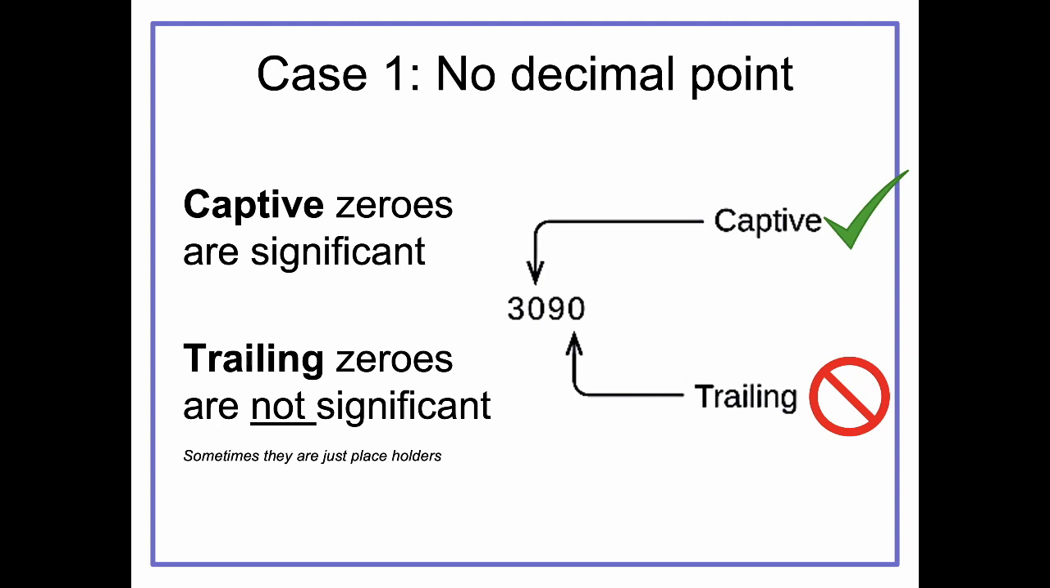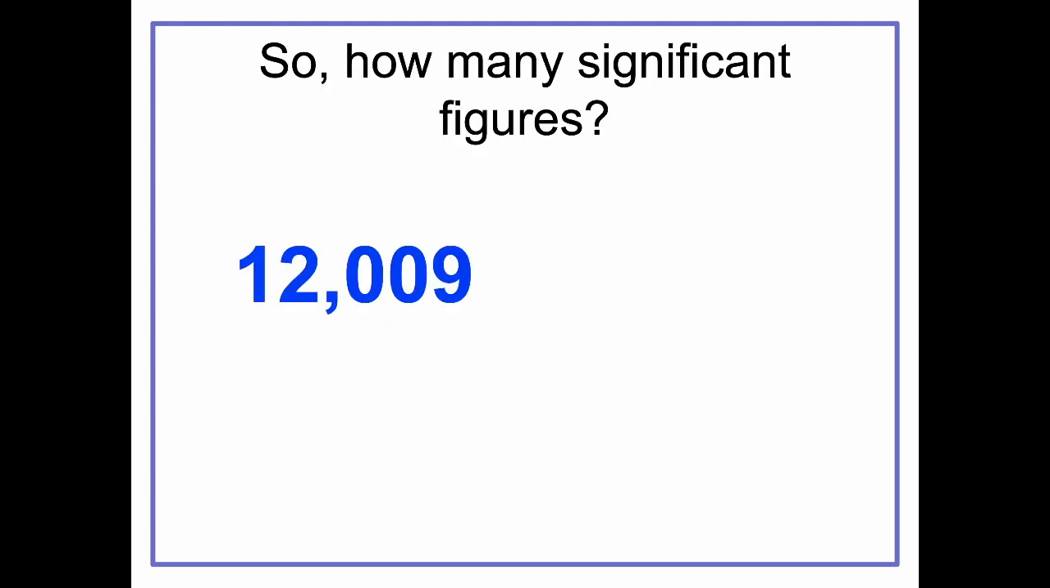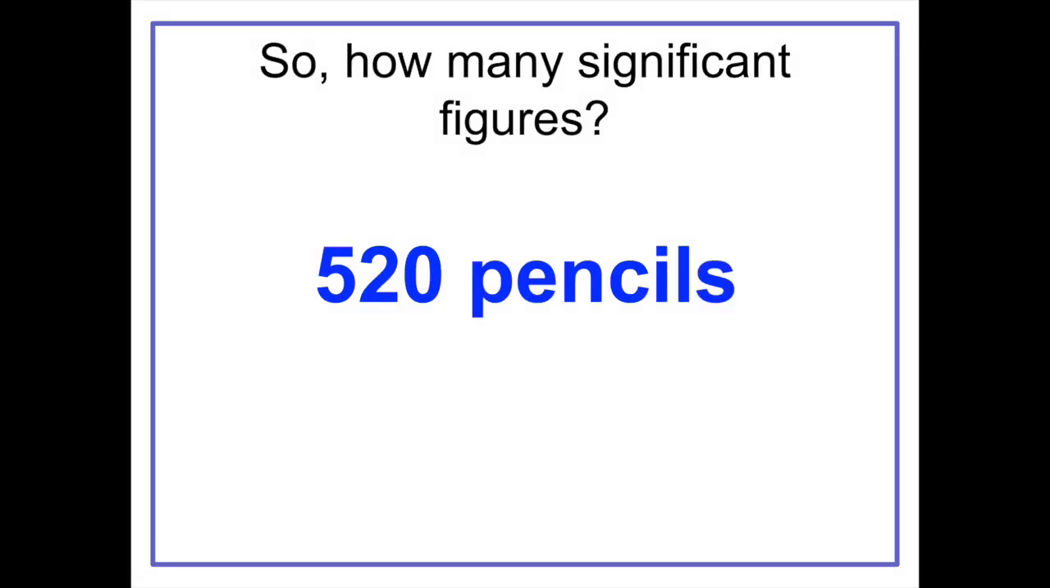Time for a quick quiz. How many significant figures in 12,009? If you said 5, you're correct. The 2 zeros are captive zeros. They count. How many significant figures in 99 million? The answer to this one is 2. The 6 trailing zeros don't count. They are not significant figures. And one more, 520 pencils. The answer here is infinite because this is an exact number. It was counted, not measured.